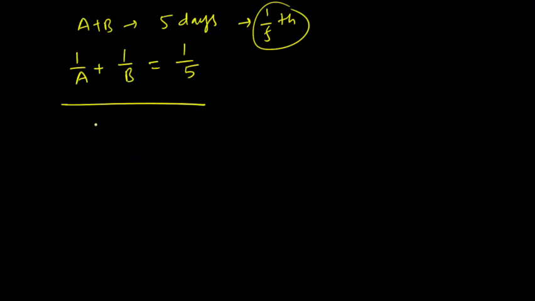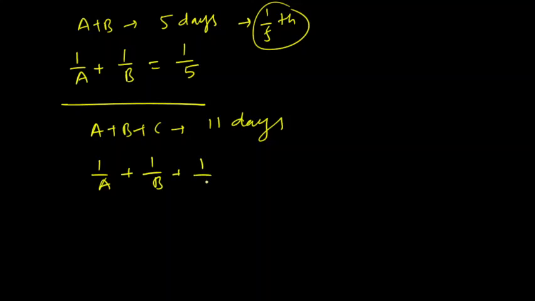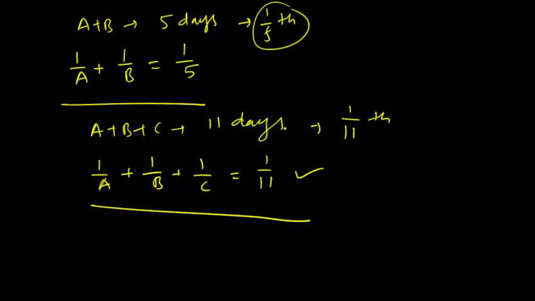In a similar manner, if they have given A plus B plus C completing the work in, suppose, 11 days, and you want to find out the relation between these: A can complete this much work, B can complete this much work and C can complete this much work in one day, and all together they can complete 1/11th of the work in one day, because they are taking 11 days to complete that particular task. So in this way you have to write the equation. We are going to use the same concept to solve the problem that came in the AFCAT exam.